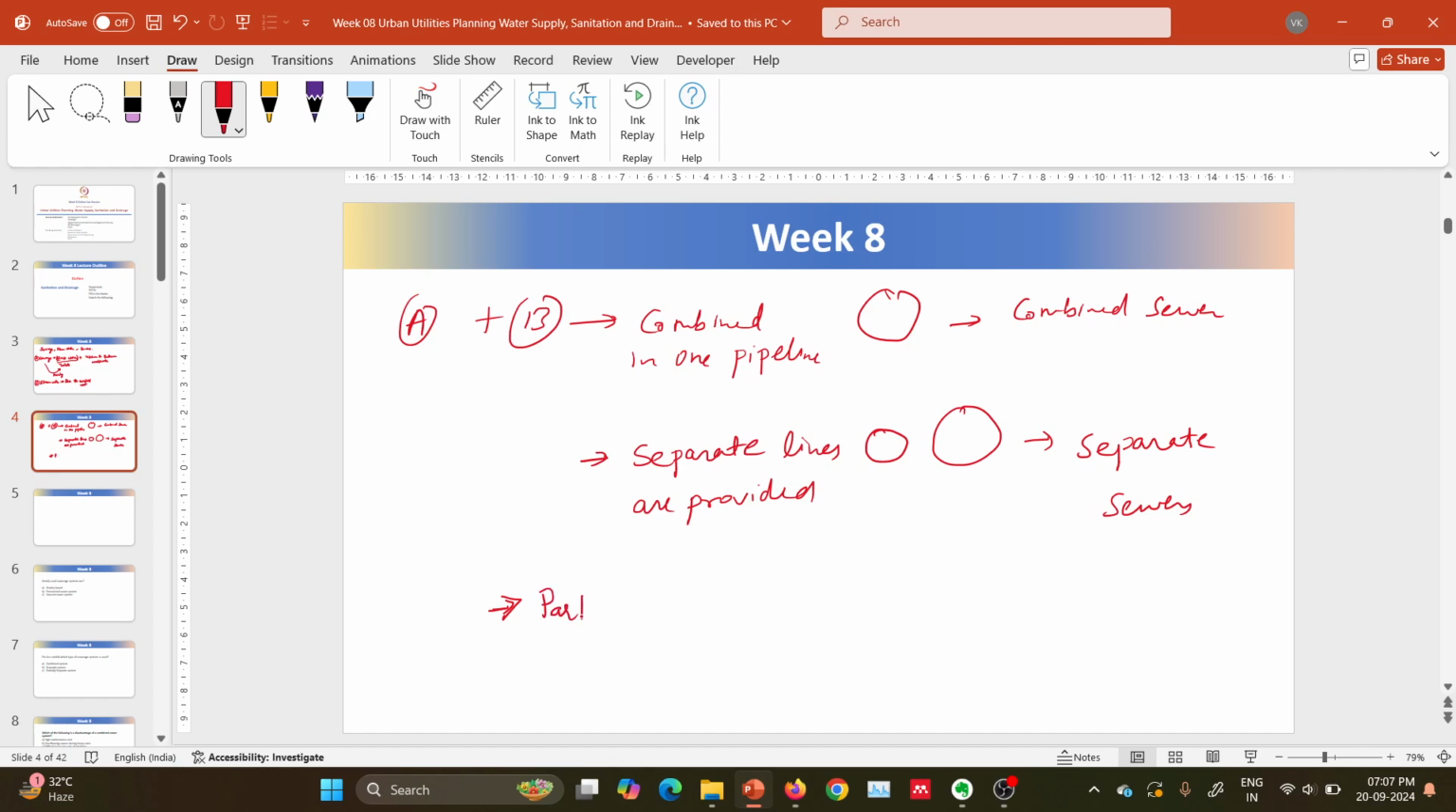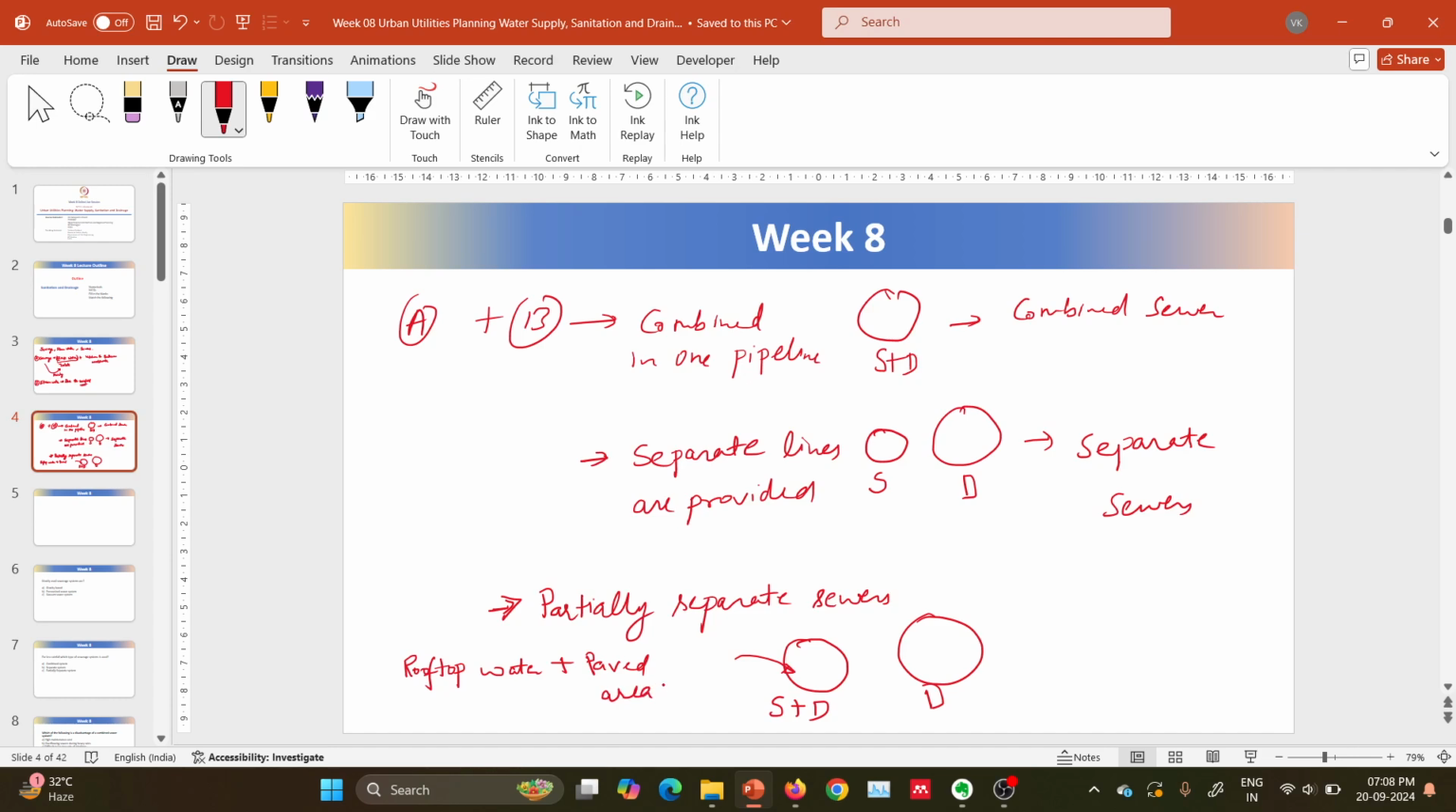Another one is partially separate sewers. In this third case, some part of the drainage from rooftop and paved area is allowed to pass through the sewer pipe. Rooftop water plus water from paved area is allowed to mix with the sewage. So this is called partially separate sewers.